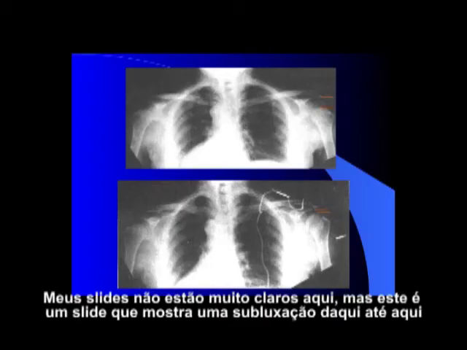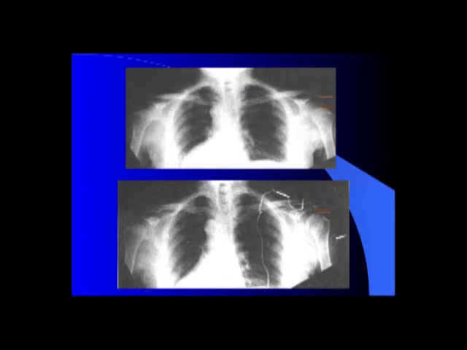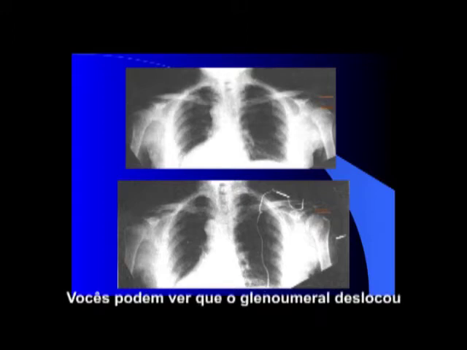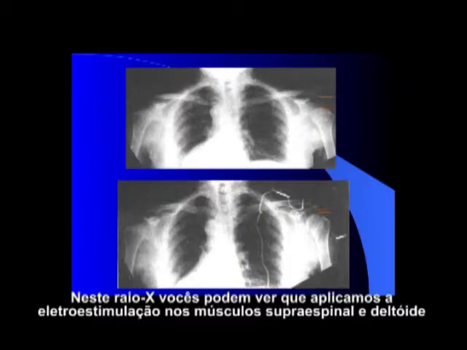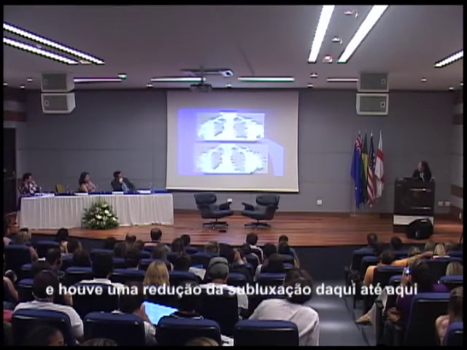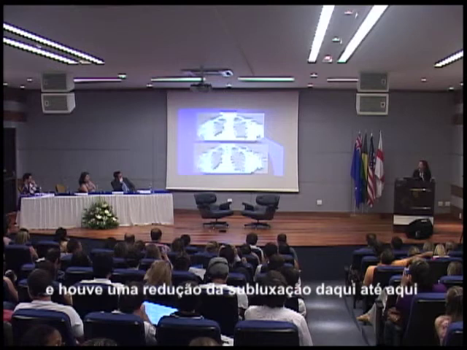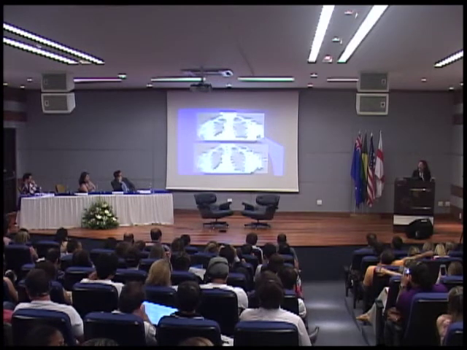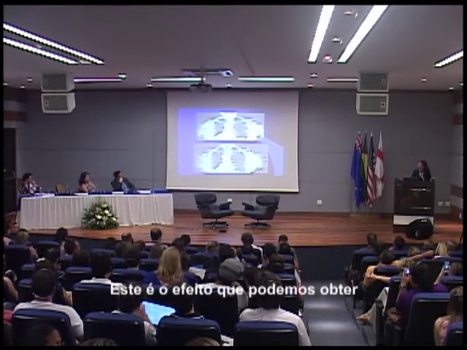These lines aren't showing up too well here, but this is an x-ray of someone with a shoulder subluxation. So from here to here, you can see that the glenohumeral joint has subluxed. So now in this x-ray, we've applied electrical stimulation to the posterior deltoid and the supraspinatus muscles, and there's a reduction in the line from here to here in that shoulder subluxation. So this is the effect that it can have.